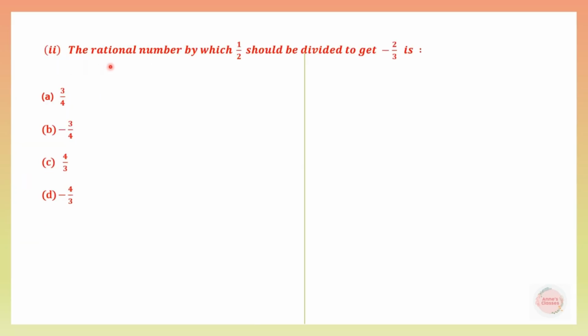Question 2. The rational number by which 1 by 2 should be divided to get minus 2 by 3 is one of these options. That means we take the rational number 1 by 2. Now this should be divided by a number. So this is the unknown number that we are going to find out. And the answer is already given to us as minus 2 by 3.